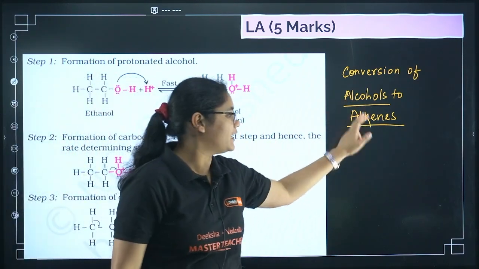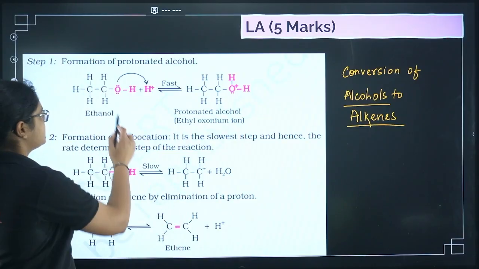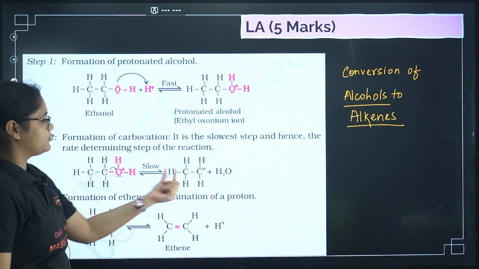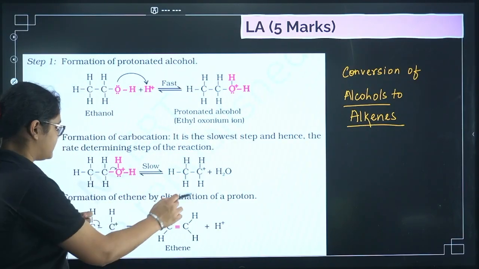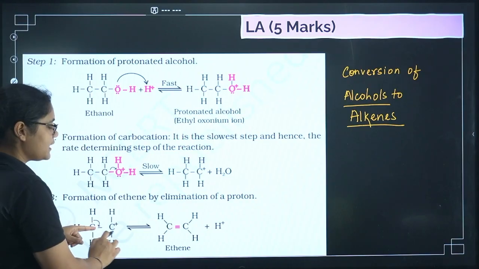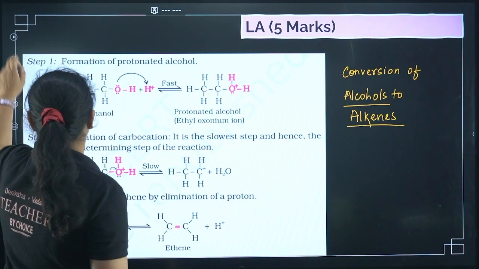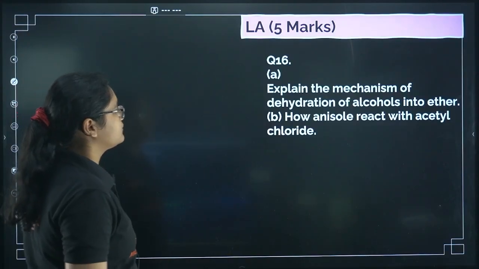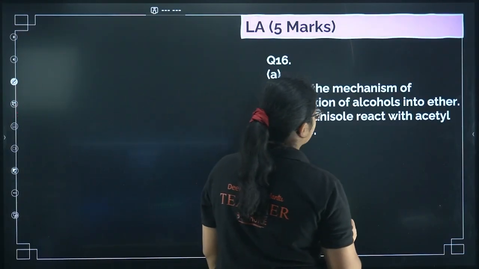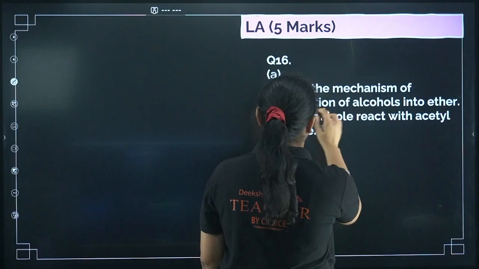So alcohols to alkenes, how is it converted? Step 1 is the protonation of alcohol, step 2 is the formation of carbocation, and then in step 3 there is an elimination and we get an alkene formed here. Okay. Next mechanism, that is dehydration of alcohols into ethene. So that we have already discussed now.